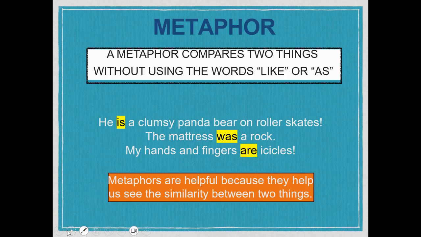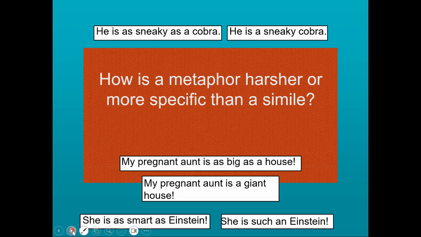Okay. So, to show you some examples, look at the difference. He is as sneaky as a cobra. Well, he's pretty sneaky, right? But it's more extreme to use a metaphor that says he is a sneaky cobra. It just seems a little bit worse, doesn't it? Right? How about this one?